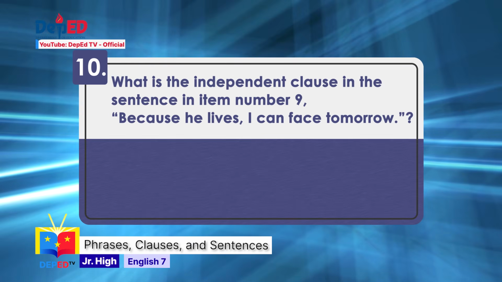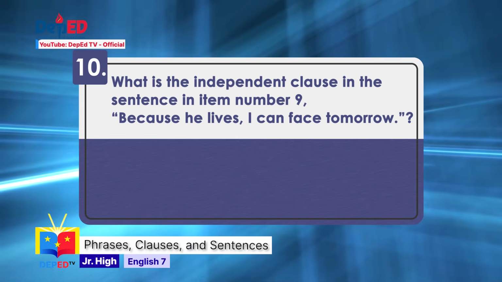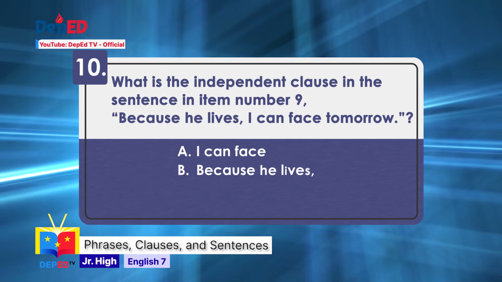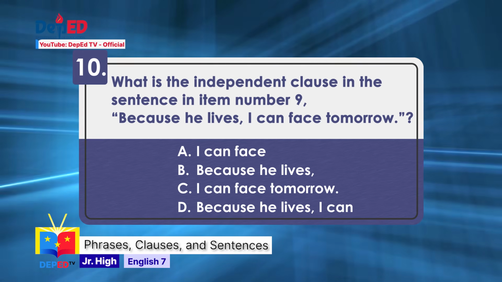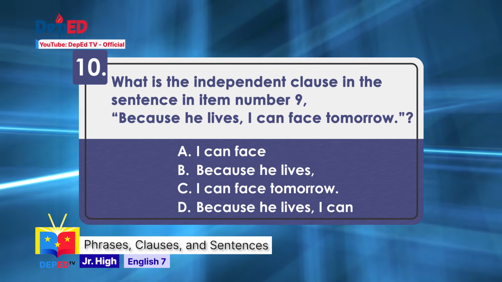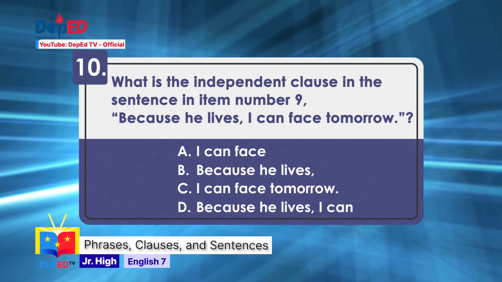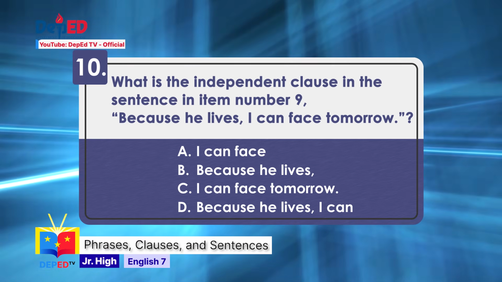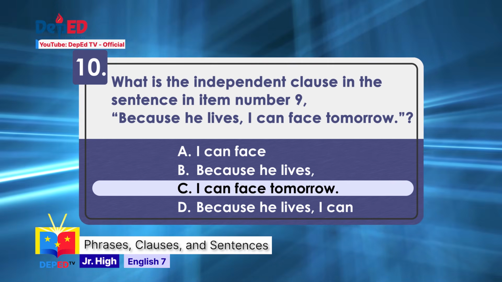What is the independent clause in the sentence in item number 9? Because he lives, I can face tomorrow. Letter A, I can face. Letter B, because he lives. Letter C, I can face tomorrow. Or letter D, because he lives, I can. Correct. The answer is letter C, I can face tomorrow. Fantastic work, class!